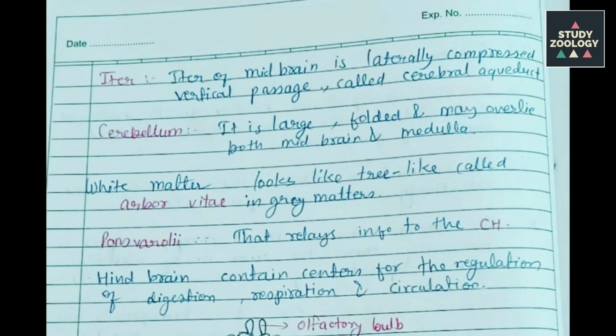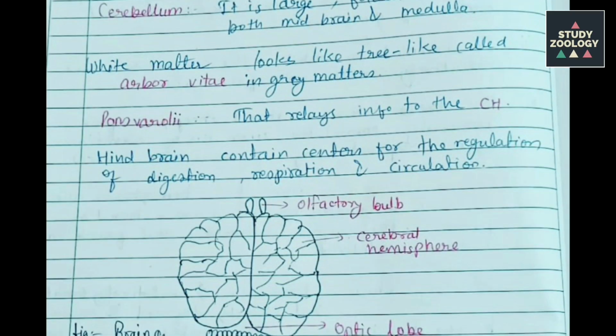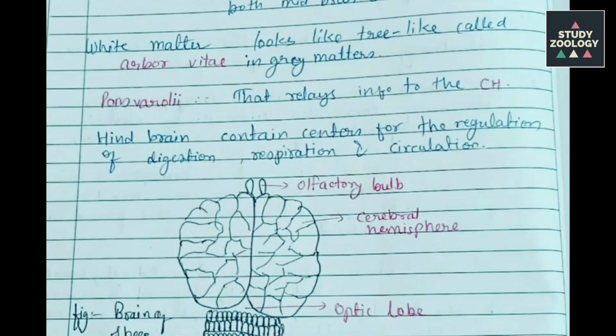Cerebellum. It is large, folded, and may overlie both midbrain and medulla. White matter looks tree-like, called arbor vitae, in gray matter. Pons varolii relays information to the cerebral hemispheres. Hindbrain contains centers for the regulation of digestion, respiration, and circulation.